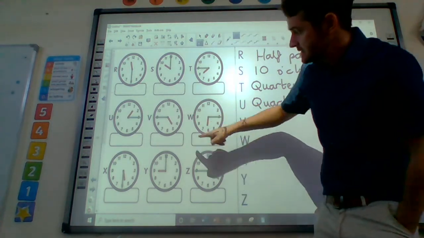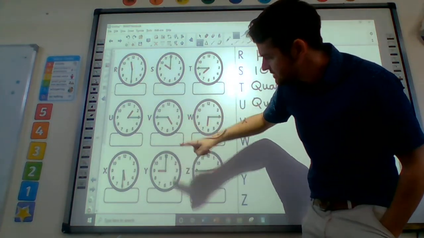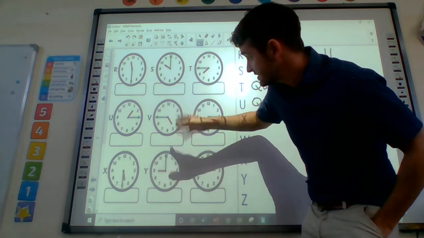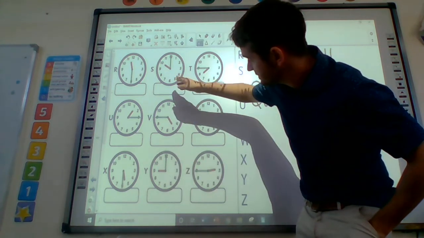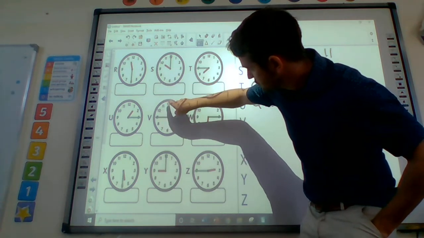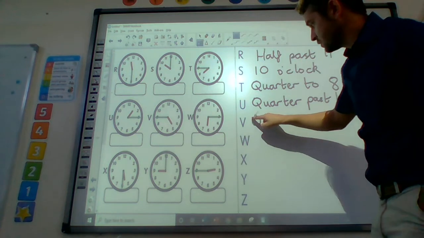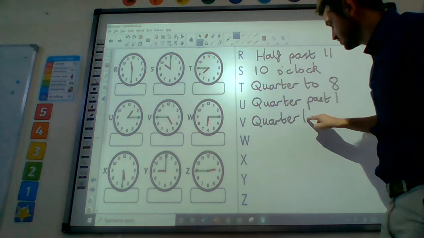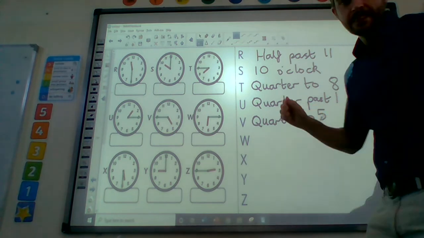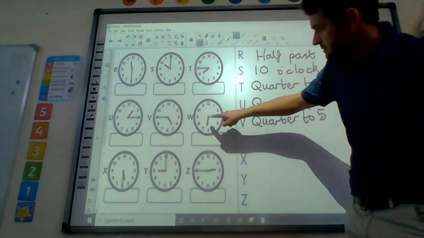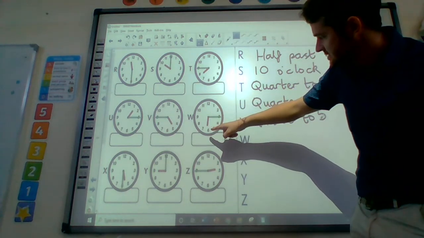V. It's nearly pointing at the 5, and we're looking for the nearest hour. So it's something to 5. Let's look at that minute hand. Yeah, it's that last quarter of the clock face. So it is quarter to 5. Marvellous.